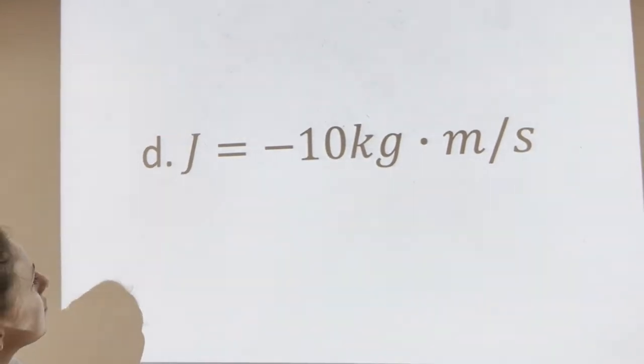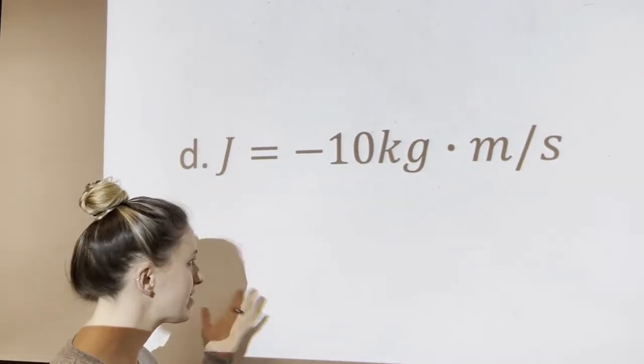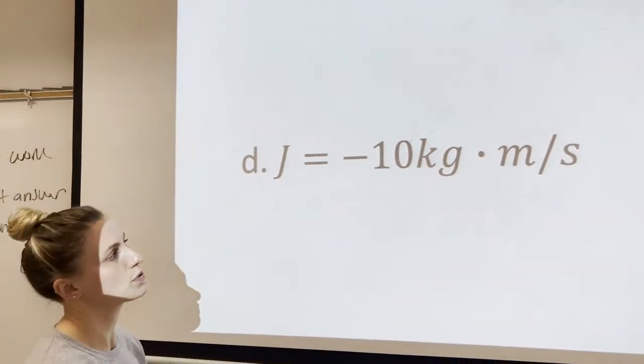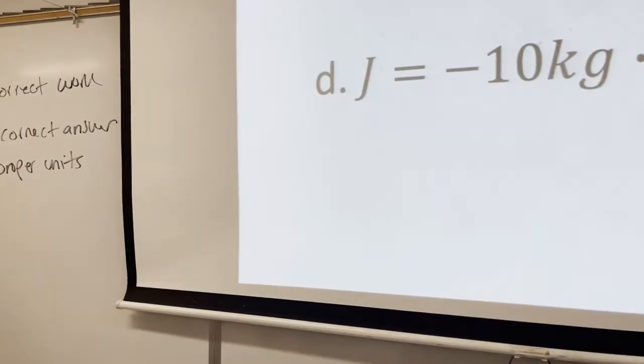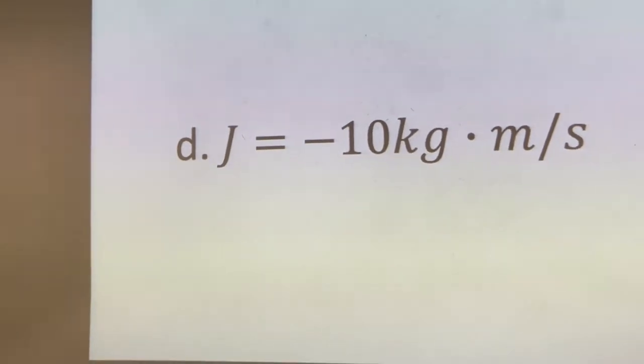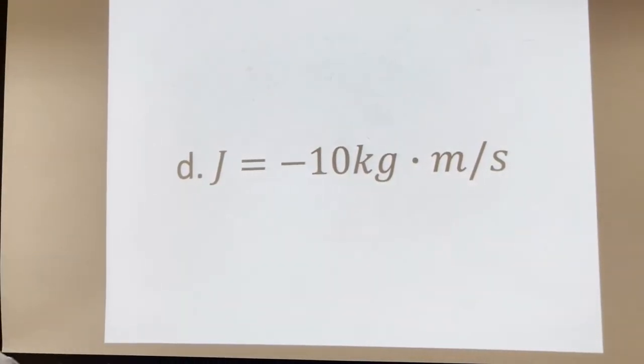Letter D. The impulse. What is the impulse? The impulse is the same as a change in momentum. Same exact thing, so negative 10 kilogram meters per second. This one is out of 2 points. Did you get the correct answer? Did you have the correct units? 1 point each.